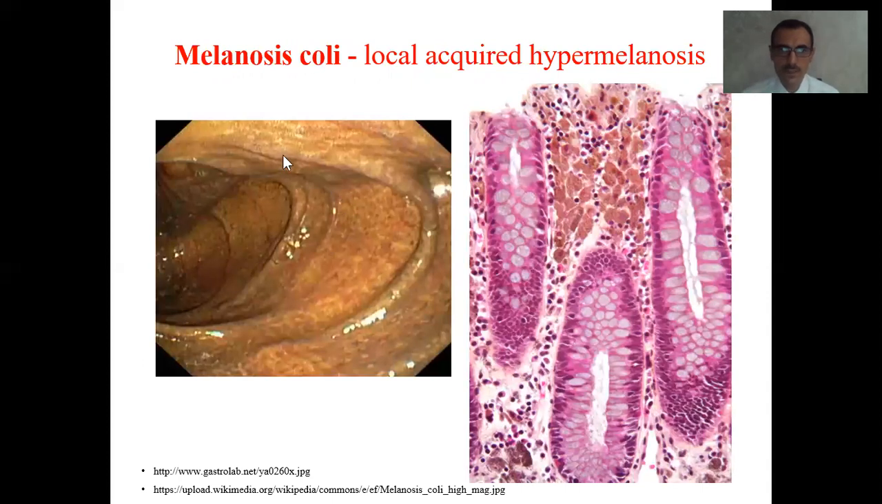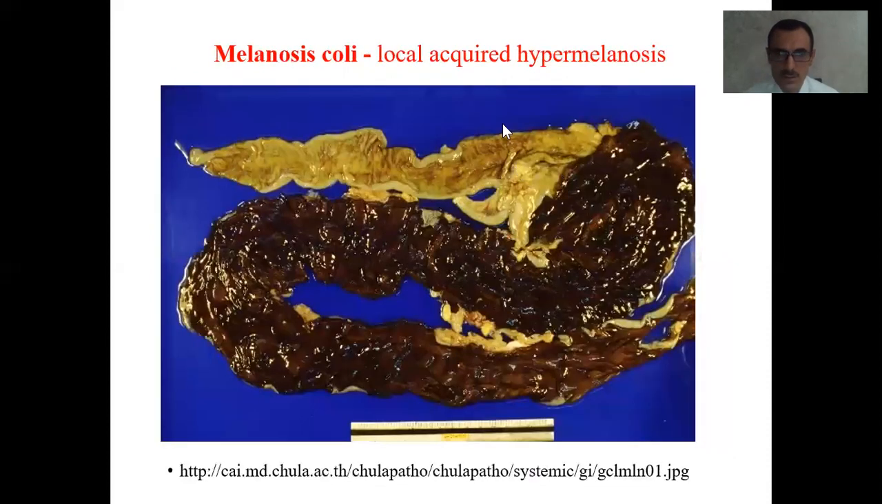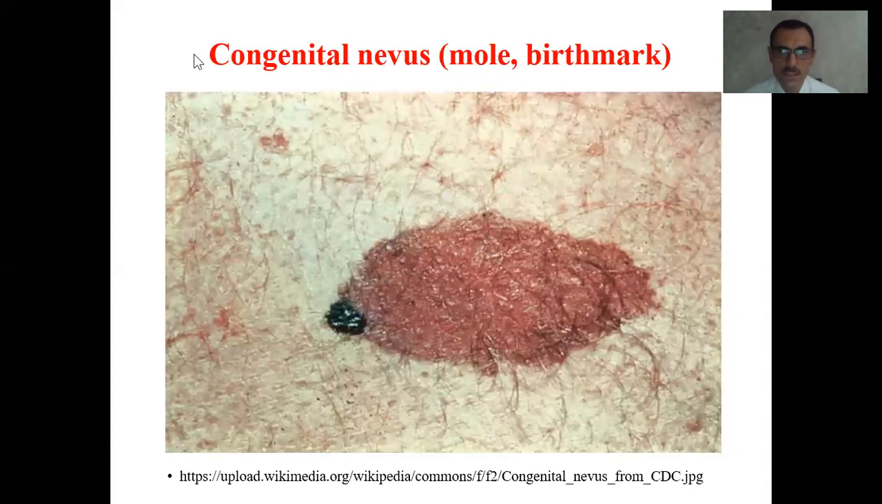Here we see the endoscopic appearance of the melanosis of the large intestines, or melanosis coli, that after the biopsy, in the lamina propria of the large intestines, we found the accumulation of the melanin pigment. This is the structure of the large intestines after the surgery. And the congenital nevus, the mole or the birthmark, and here we see.